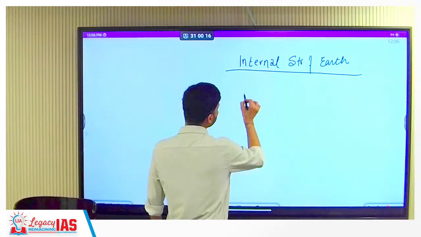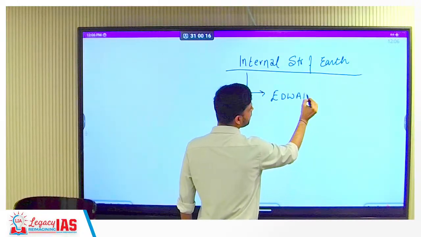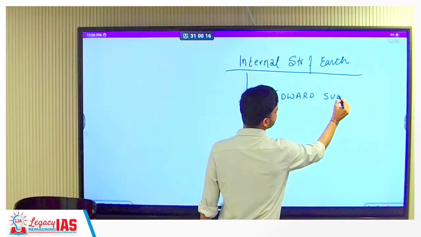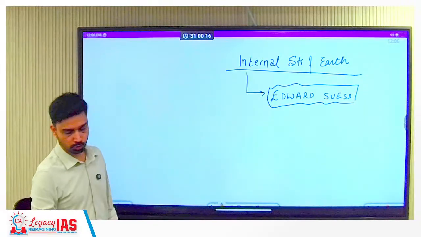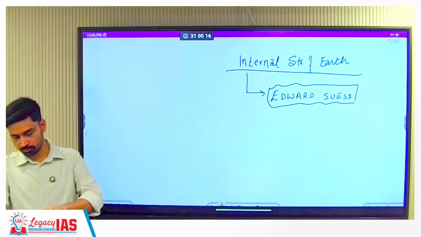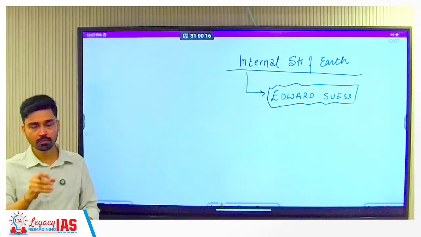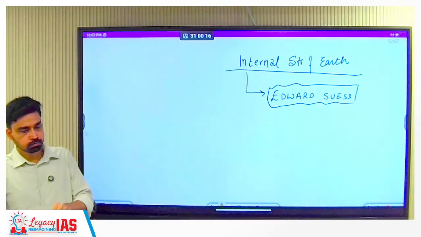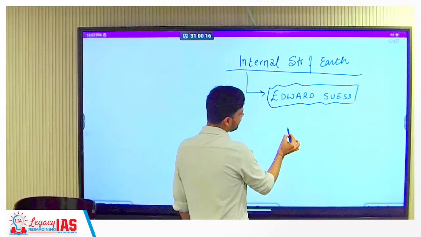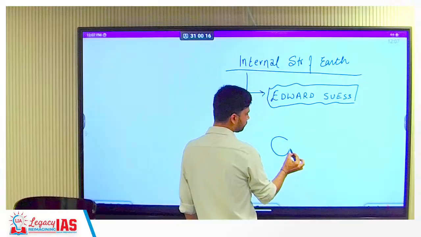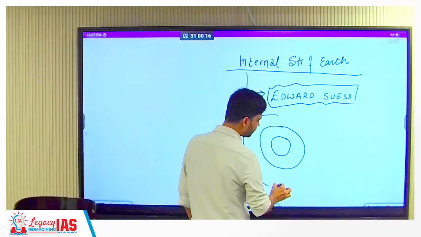In the internal structure of Earth, the first attempt to classify was made by a geographer referred to as Edward Suess. Edward Suess says that Earth is made up of three main layers. He gave a very simplistic classification. We have three layers of the Earth.